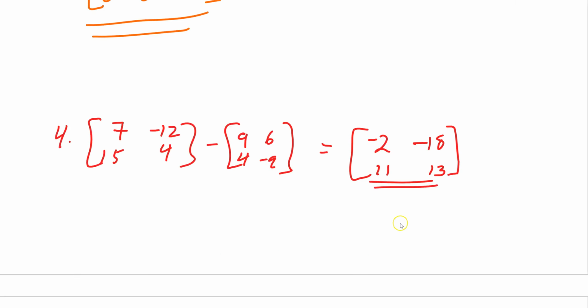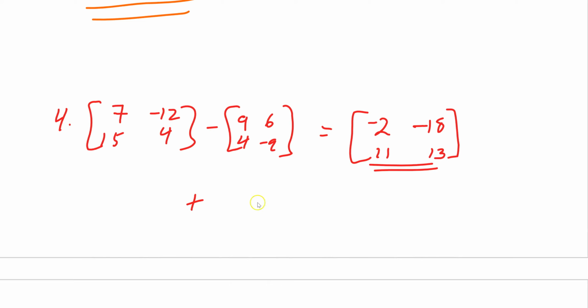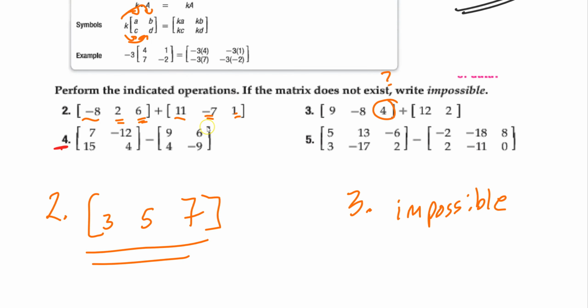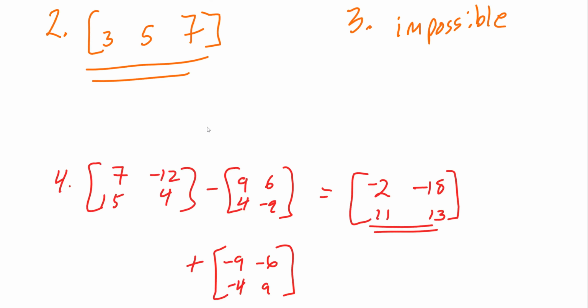The other way to do it, if you wanted to, is you could distribute the negative and just make it a positive. So it'd be like adding a negative matrix. So that's an alternate way of doing it. You just distribute the negative and then add these two matrices together. Exact same answer. So that's how you add matrices. Just add the corresponding parts. Couldn't be simpler.